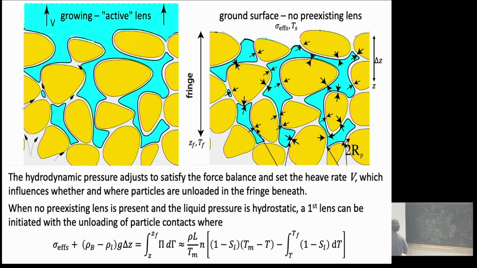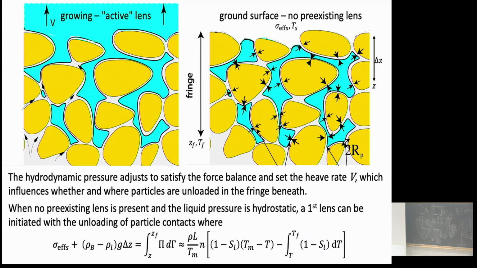Now, one thing I didn't mention is, how do we get the first ice lens to form? So we have this schematic diagram of a frozen fringe. We have water being sucked up through the frozen fringe, and I told you about two models for growing new lenses once we already have a lens. One of them involves the rigid ice model, where we unload the sediment contacts at some location and a new ice lens forms in between. And that's the one I want to continue to focus on.